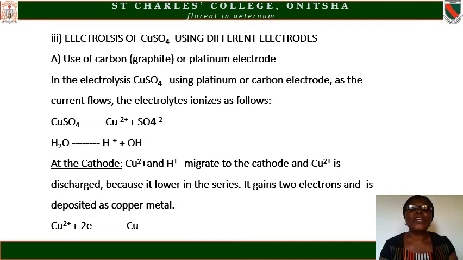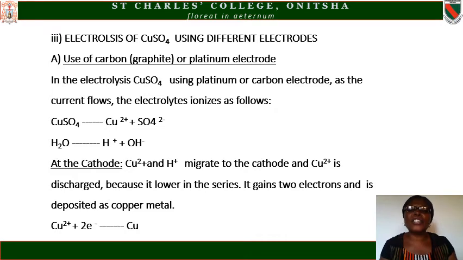The third specific electrolyte we are going to look at is electrolysis of copper(II) sulfate using different electrodes. We are going to treat this one in two stages. The first one is use of carbon. Carbon is graphite or platinum electrode. In this electrolysis, using a platinum or carbon electrode, as the current flows, the electrolyte ionizes as follows.